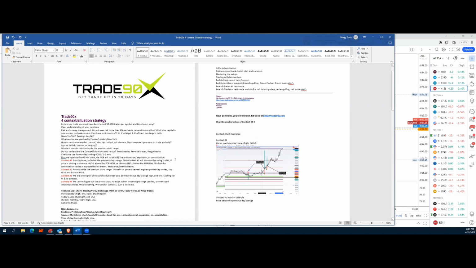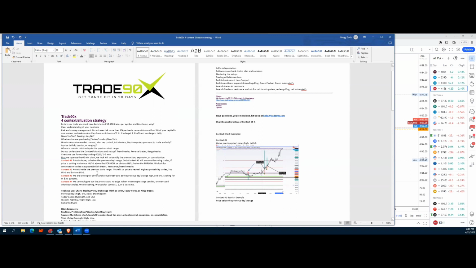Okay, if price is putting in obvious higher highs, higher lows above the previous day's high, or obvious lower highs, lower lows below the previous day's range low, we'll look for continuation trades: support for bullish trades, resistance for bearish trades. Now, if price is above or below the previous day's range, and in your plan you're not a swing trader, just a day trader, then you just day trade it and you're flat once you hit your targets.